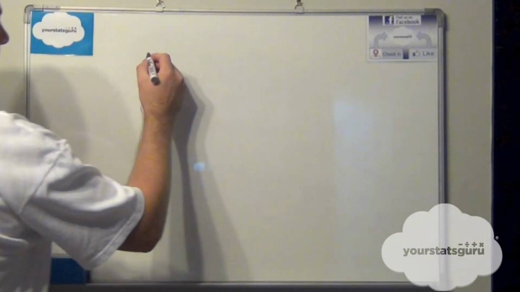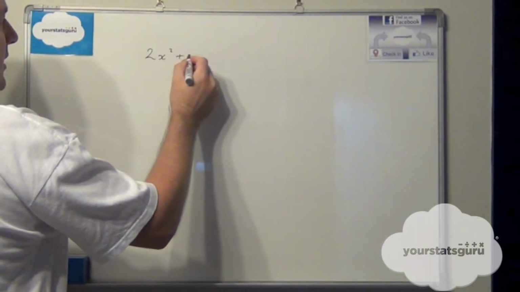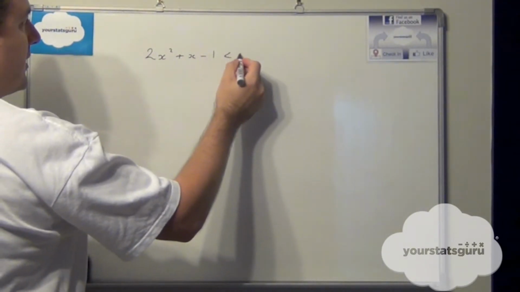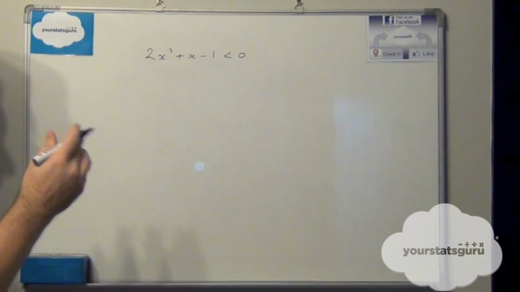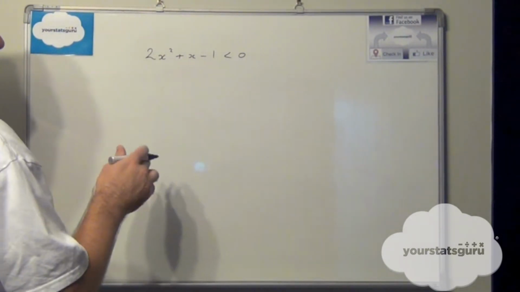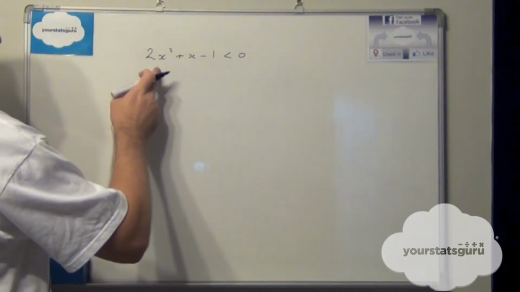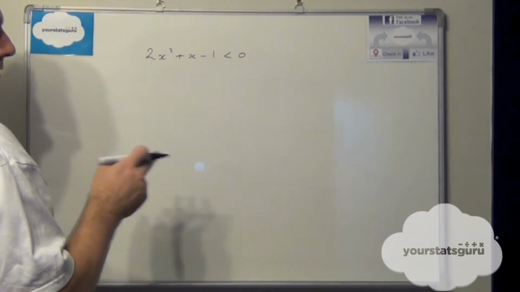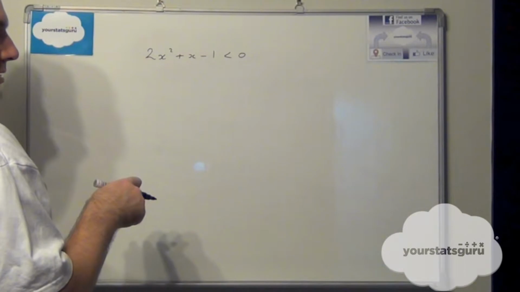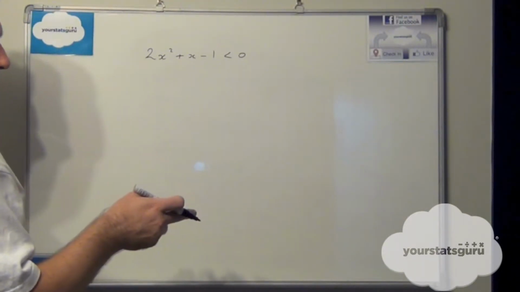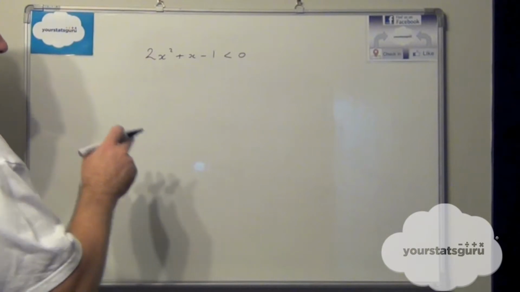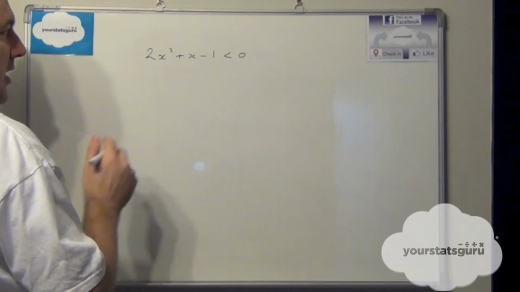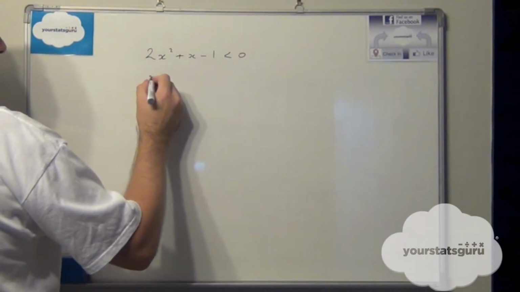In this question we've been asked to find the values of x for which 2x squared plus x minus 1 is less than 0. Now there are two approaches to this that we can take. We can either use the quadratic formula to find the values of x which will make it 0, or we can graph the quadratic and then find out what values are less than 0. Either way, we still need to find what values will make this function equal to 0. So let's just start off by pretending that we're after that.